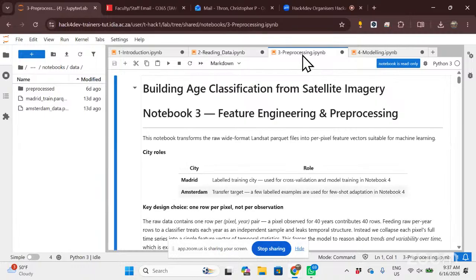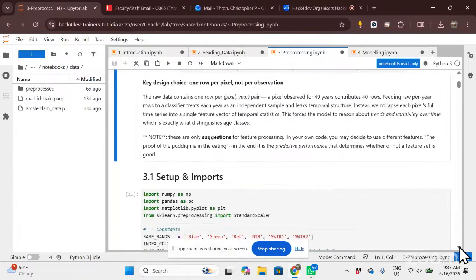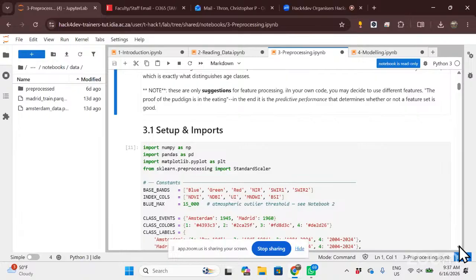All right, so based on this, we want to prepare the data for analysis. We do want to construct one data vector for each pixel. Right now, we don't have that. We have a data vector for each pixel for each year. But we want to have a data vector for each pixel over all years in order to predict the class for that pixel. So that's what this is doing. We also want to take our different measured values and create features that reflect the differences that we've seen in Notebook 2.